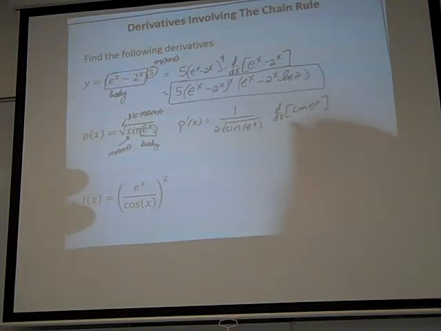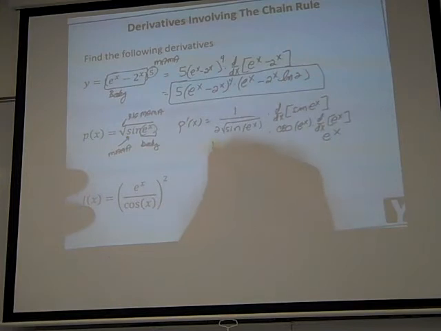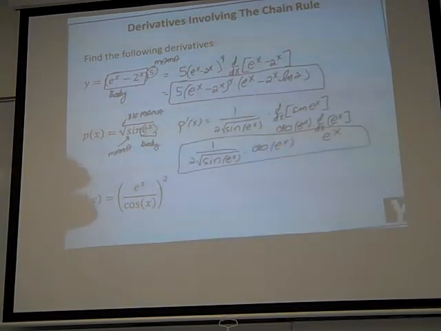Now we're ready to take the derivative of sine, which is cosine e to the x, times the derivative of e to the x. How do we take the derivative of e to the x? Derivative of e to the x is e to the x. When we put all this together, we have 1 over 2 square root sine of e to the x times cosine of e to the x times e to the x. And I would stop there.